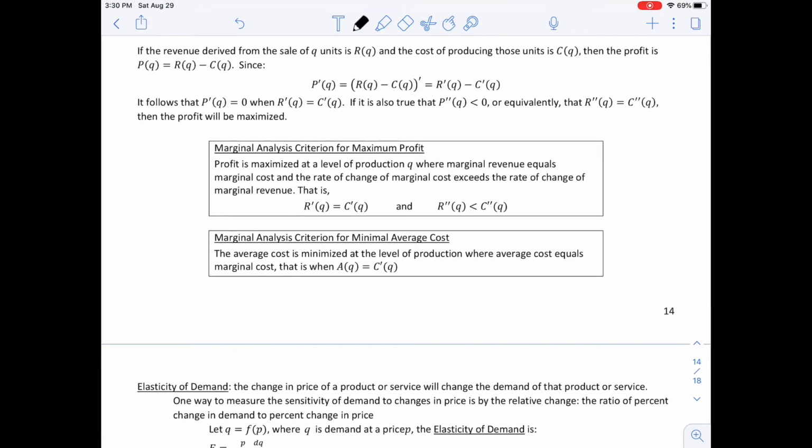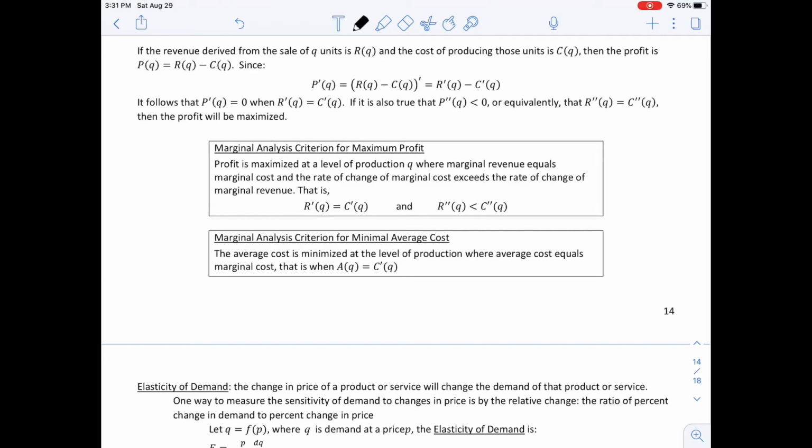The next thing says that if the revenue derived from the sale of Q units is R of Q, and the cost of producing those units is C of Q, then the profit is P of Q equals R of Q minus C of Q, so P prime of Q is equal to the derivative of R of Q minus the derivative of C of Q, which is the same thing as taking the derivative of our revenue minus the derivative of our cost.